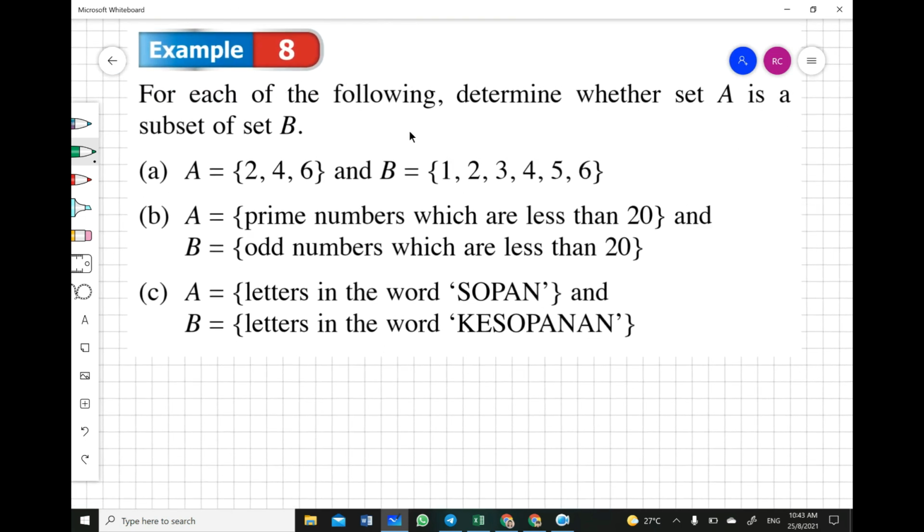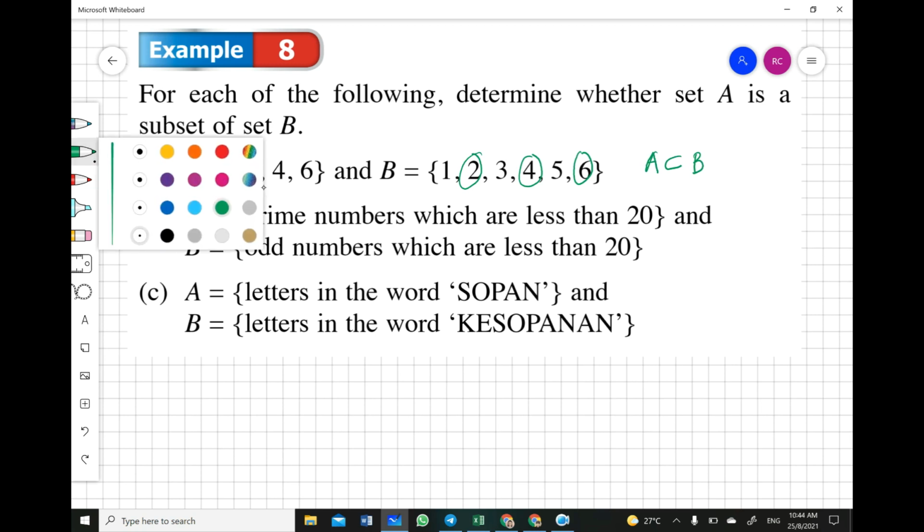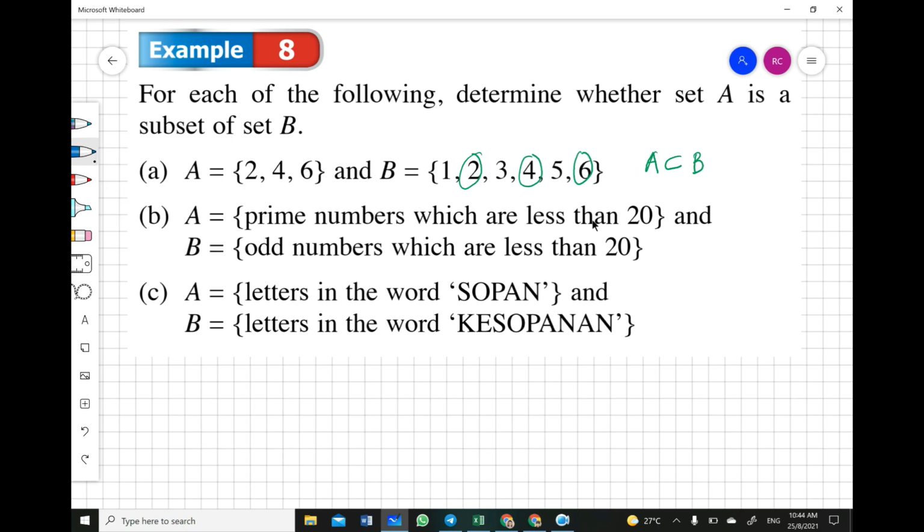For each of the following, determine whether set A is a subset of set B. Look at set A: we have 2, 4, 6. Set B: 1, 2, 3, 4, 5, 6. So how do you determine? You just need to make sure the 2, 4, 6 is inside set B. All of it is inside set B, right? So yes, set A is a subset of set B. Are you okay?